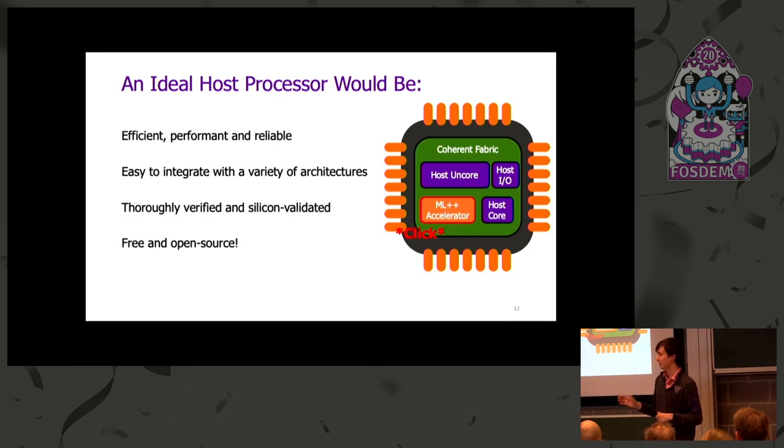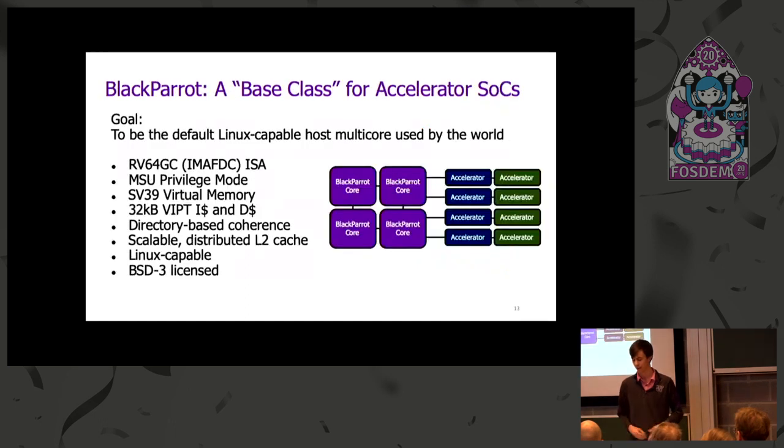So you end up just being able to click in an accelerator. This is the ideal case. In order to fit this niche, we developed BlackParrot. We call it a base class for accelerated SoCs because we envision people taking the code, extending it to their own circumstances, and then contributing back so that other people can reuse it. We've designed the architecture to be flexible enough to allow for this extensibility, and we've released the code under a permissive BSD license.